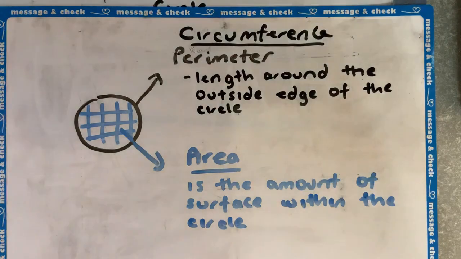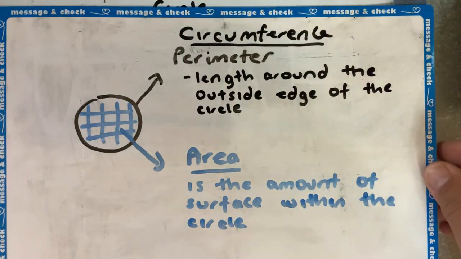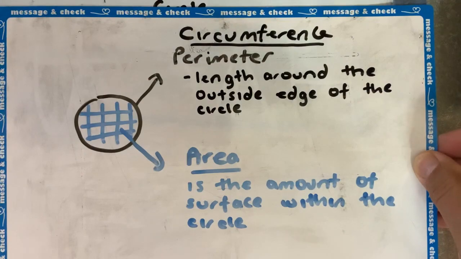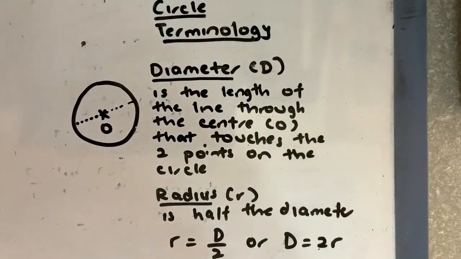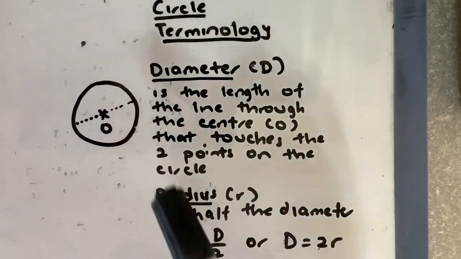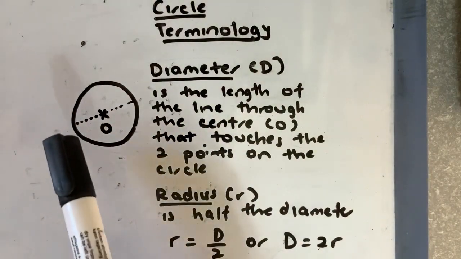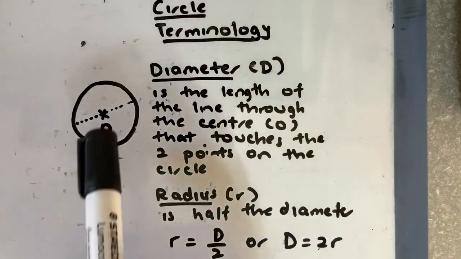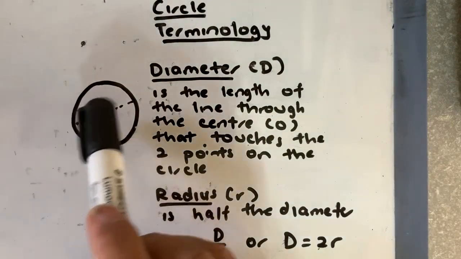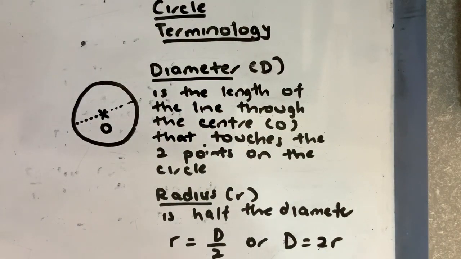Before we start on how to calculate the area and circumference, we shall now look at some of the terminology of a circle. Okay, so in a circle, the diameter is the length of the line through the center O that touches the 2 points on the circle. And on the other hand, half of the diameter will give you the radius. In other words, the radius is half the diameter, or the other way around, the diameter is twice the length of the radius.